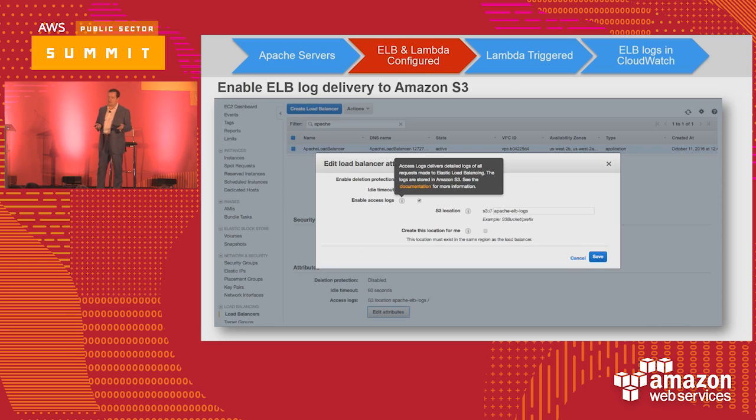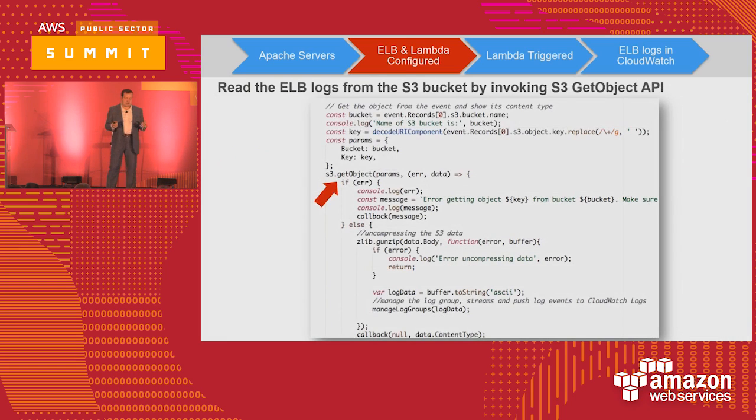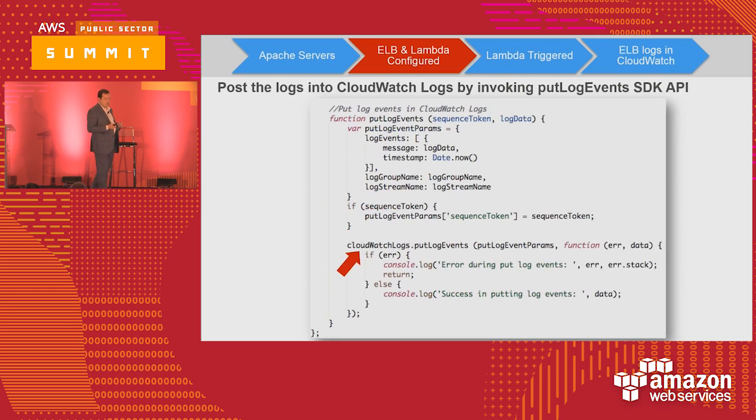So in here, we created an S3 bucket called Apache ELB logs, and we've enabled the collection of those logs in there. And then we're going to configure that S3 bucket where the logs are being dropped to trigger a Lambda function. So whenever something hits the Apache ELB logs bucket for the event type, an object being created, it's going to trigger my Lambda function. And what the Lambda function basically does is use the S3 getObject API to download the log file and read it. It then uses the CloudWatch logs PutLogEvents API to post that log into CloudWatch logs. And don't worry about this code. It's on our GitHub page. There's going to be a link at the end of the presentation where you can download all of it.